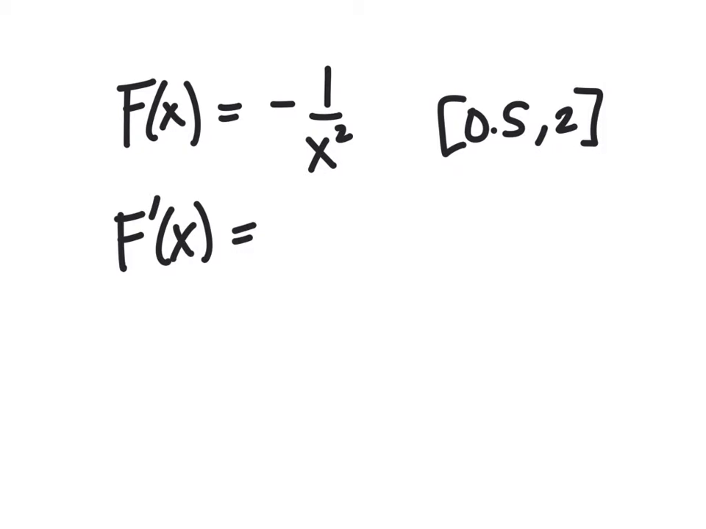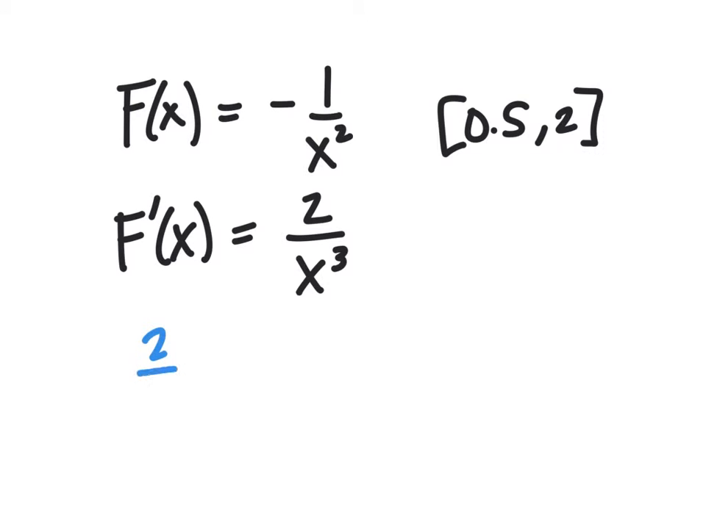There are two things that we need to check after we compute the derivative. Let's do that first. I'm going to bring the negative 2 down, makes a positive 2, and that'll be x to the negative 3. The derivative is 2 over x cubed. Once you have the derivative, you're looking for places where this derivative is equal to 0 or where it's undefined.